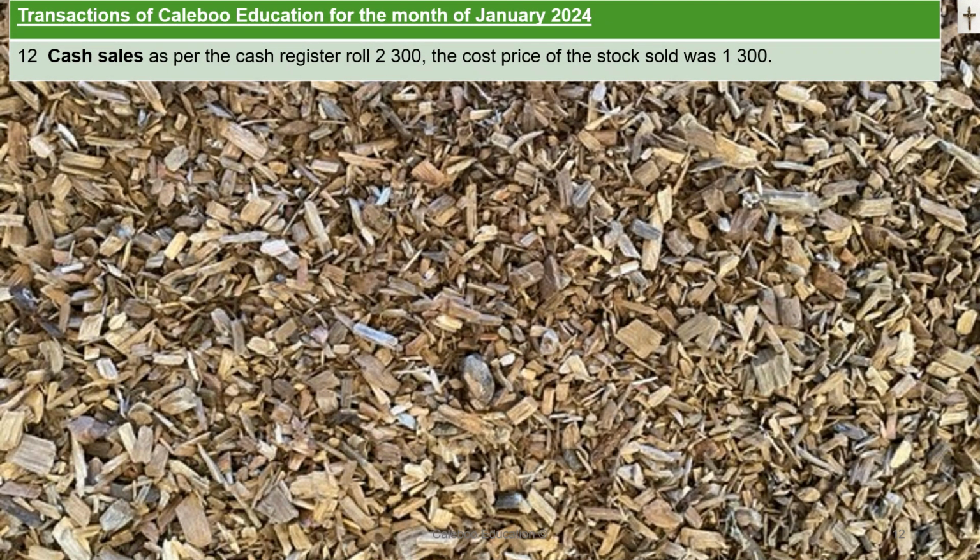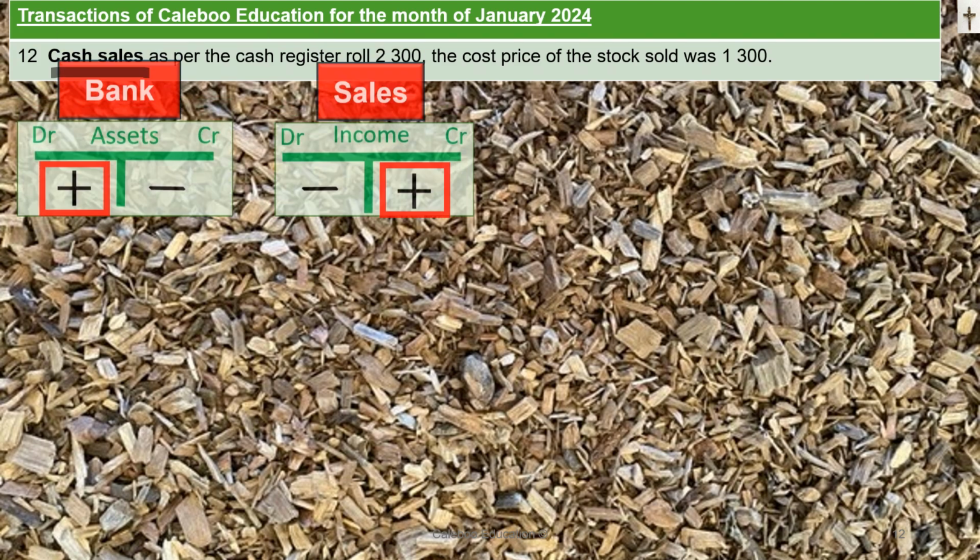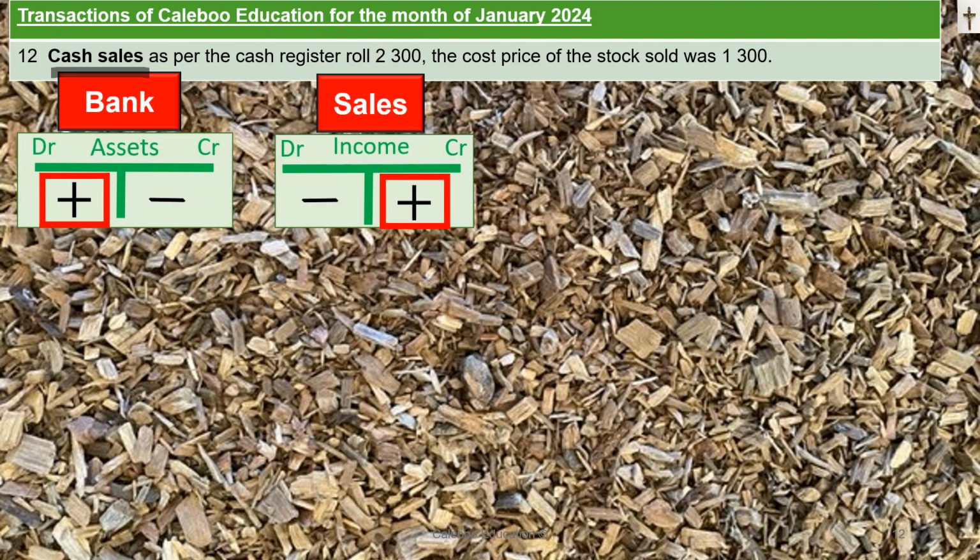And now I'm going to do a cash sale. Everything is the same. The accounts involved are the same, except it is not now accounts receivable. It will be bank. Part A, bank and sales. Bank is an asset. Increase in the value of the asset, debit. Sales is income. Increase in the value of income, credit.